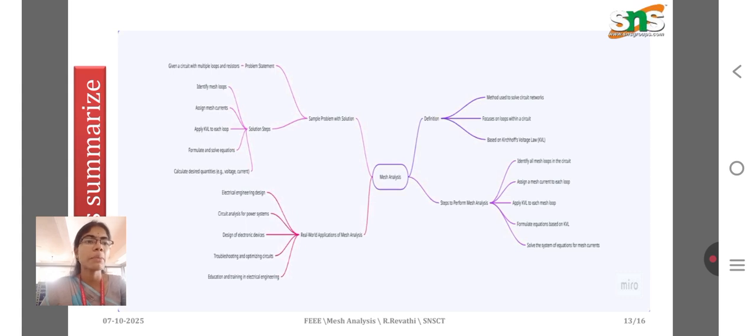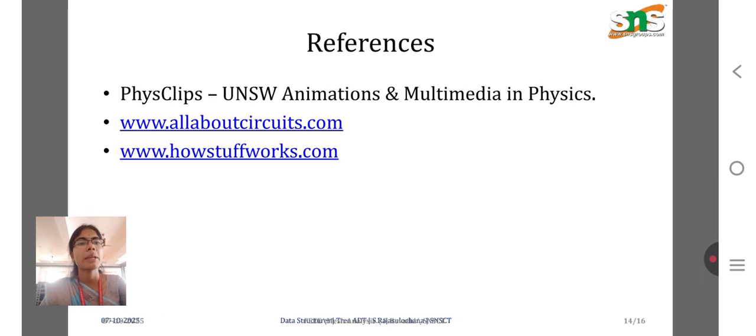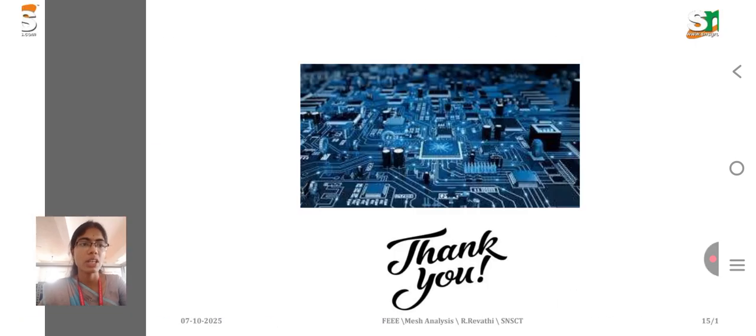These are the mind maps covering mesh analysis, simple problems with solutions, and simple mesh analysis definitions. These two links help you solve a lot of problems in mesh analysis.